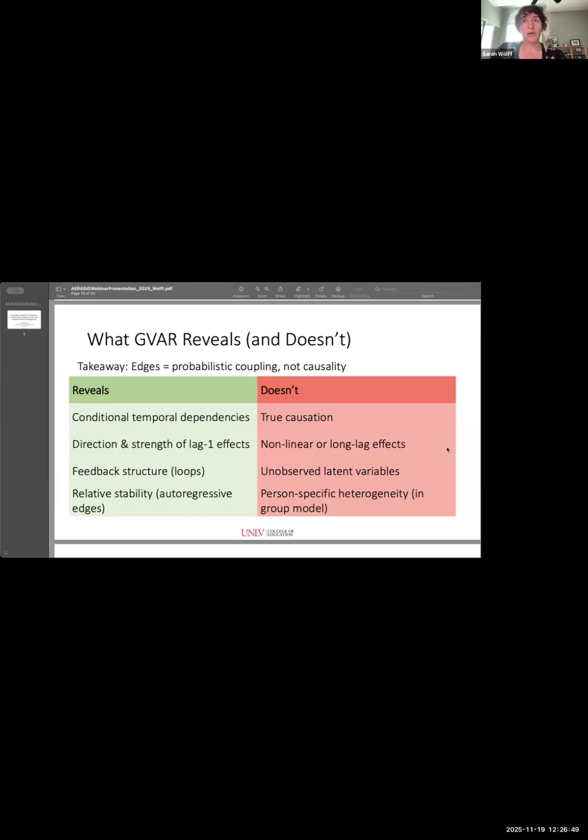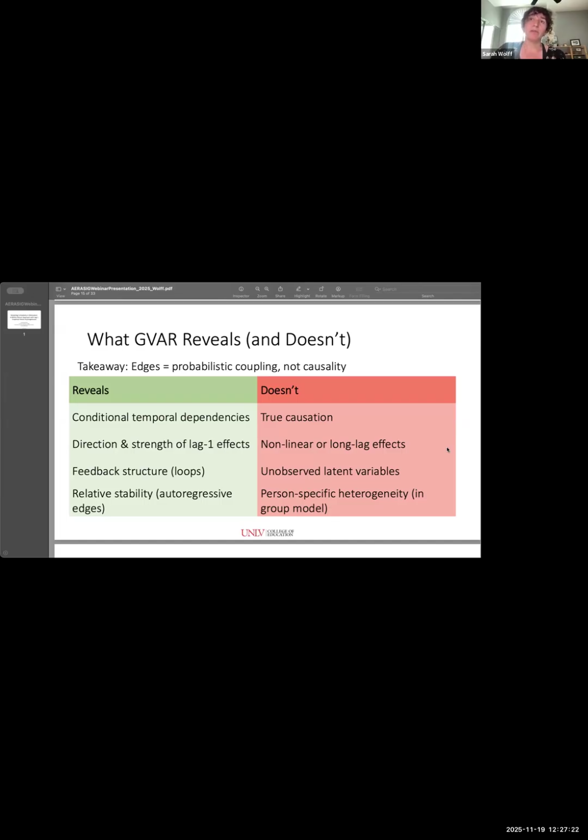These temporal edges, though, they don't prove causation, right? They show statistical direction, but they don't show experimental control. The model assumes linear lag one relationships, so it won't detect nonlinear dynamics unless you've taken that into account when we've treated our data before we've started this process, which I'll talk about when we talk about assumptions here. It also doesn't capture unobserved latent variables that might drive multiple nodes or person-specific heterogeneity.